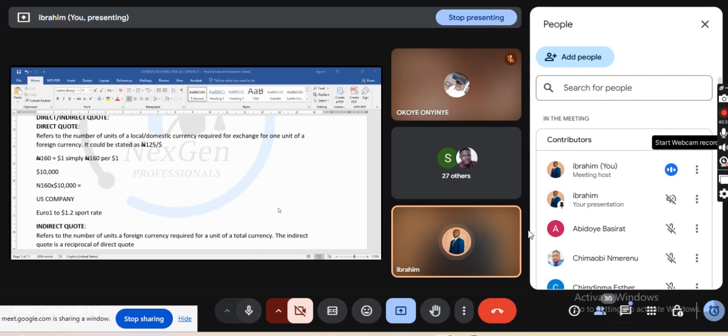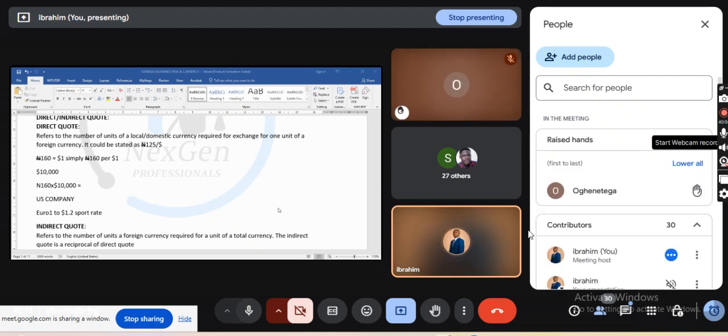Now let's say, for instance, it is not a Nigerian company. Let's say a Nigerian company is not involved in this transaction. Let's say euro, €1 to $1.2 is the spot rate. You can see that the Nigerian currency is not involved. Okay, your question, go ahead.